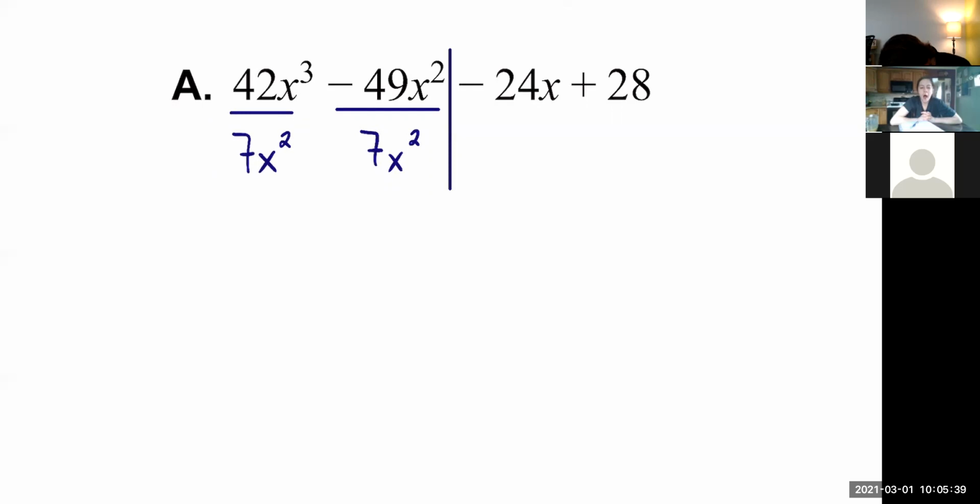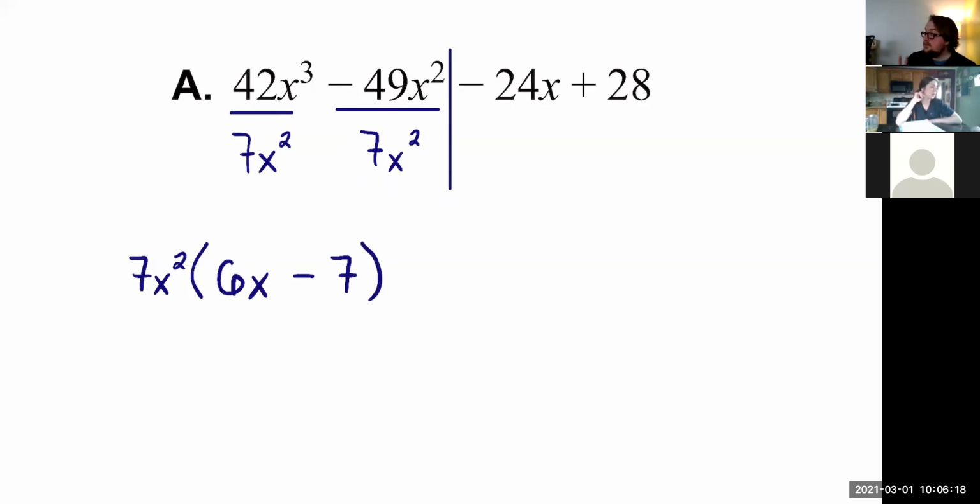And we came up with the greatest common factor of 7x to the 2nd, which I write down as I've done with all the greatest common factors today. And then in parentheses, we're going to write what we're left with when we do this division. So 42 divided by 7 gives me a 6. X to the 3rd divided by x to the 2nd, just an x. Negative 49 divided by 7 is a negative 7. And x to the 2nd divided by x to the 2nd is gone. So I have successfully factored that binomial.